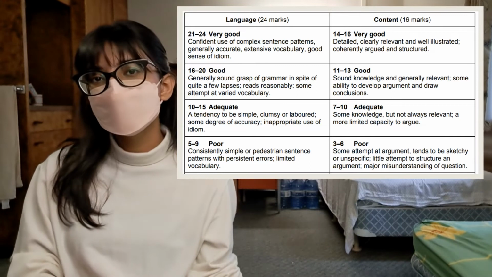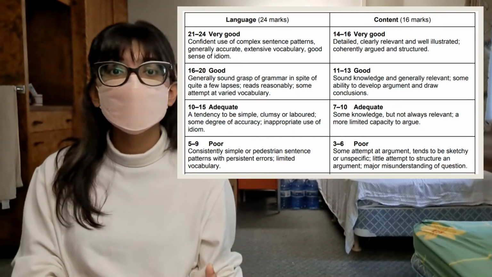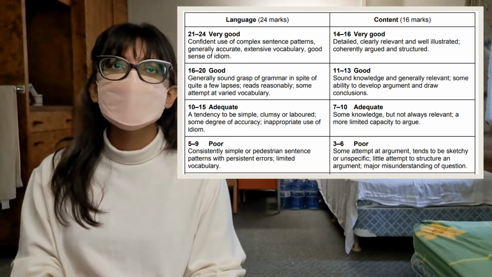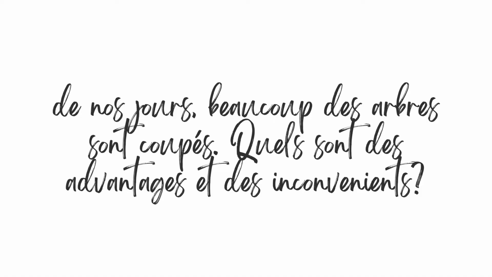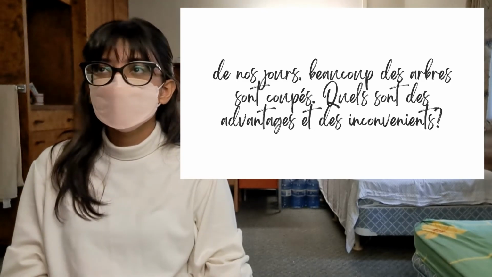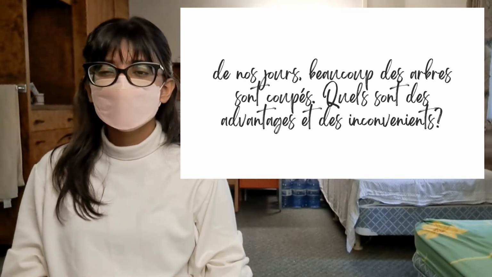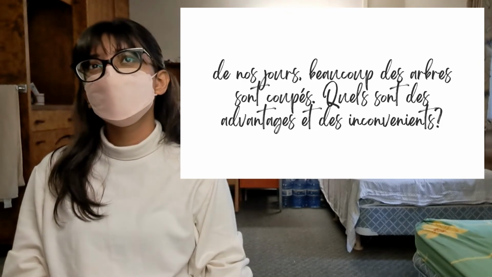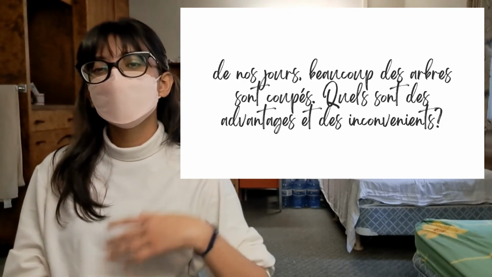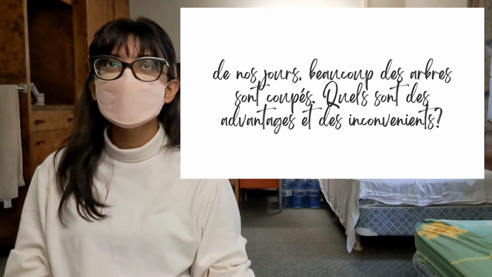The next part would be content. So content is basically how well you have your points, your arguments structured. For example, the question could be: De nos jours, beaucoup des arbres sont coupés. Quels sont des avantages et les inconvénients pour le monde? So, for example, a lot of trees are being cut down. What are the advantages and disadvantages of this?